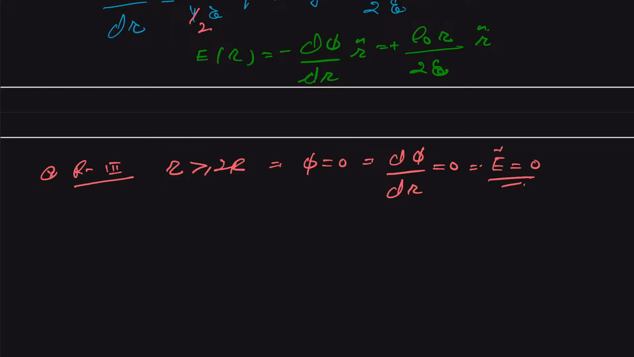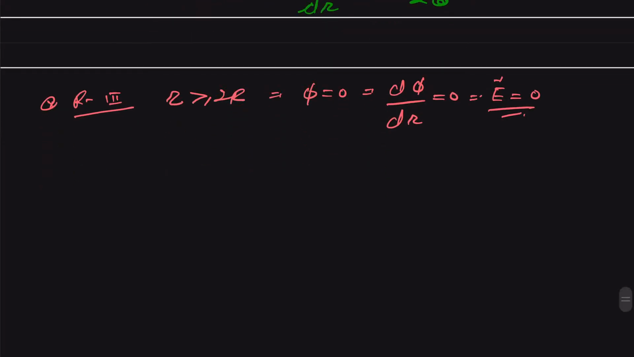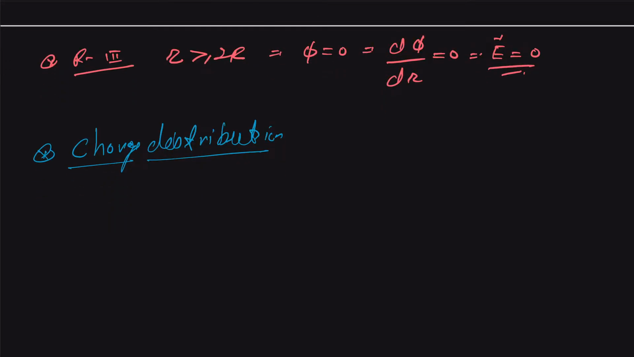Now we have to find the charge distribution. For charge distribution, we need to deal once again with Poisson's equation, which states that the Laplacian of the potential is equal to minus rho upon epsilon naught.